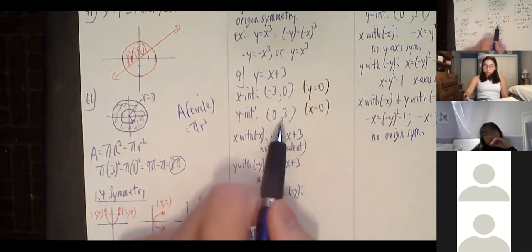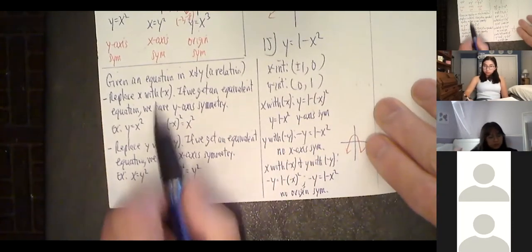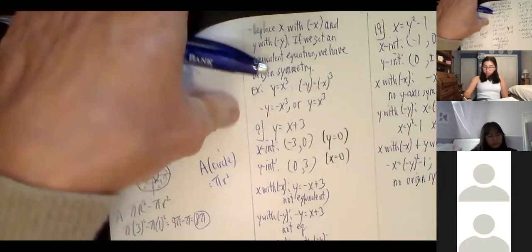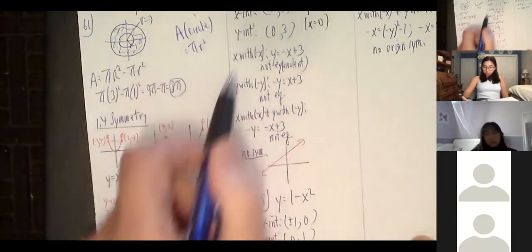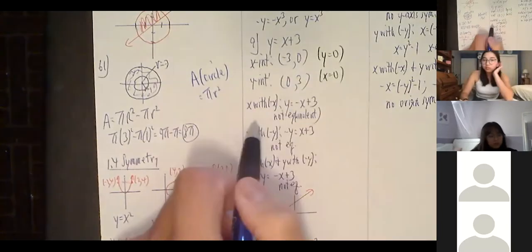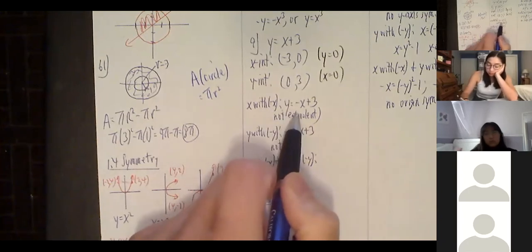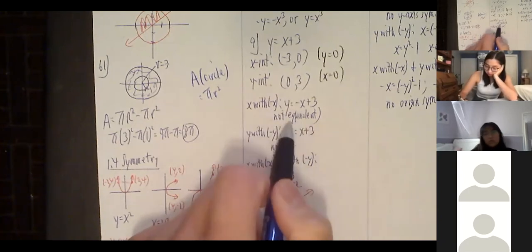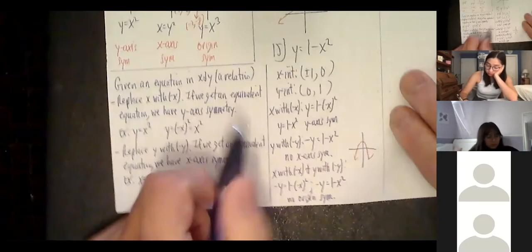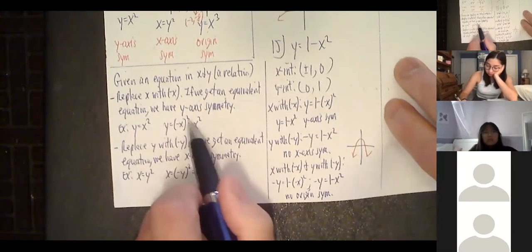Okay, now they're asking us to check for symmetry. So to check for symmetry, I do all this stuff here. Replace x with -x, replace y with -y, and then do both. So here we go. So this was the original, right? Replace x with -x, y equals -x plus 3. Okay, is that equivalent to the original? No, it isn't. So that means we do not have y-axis symmetry.